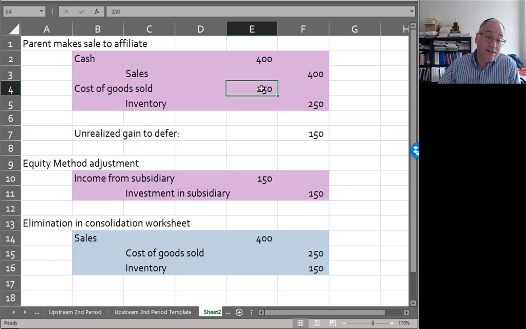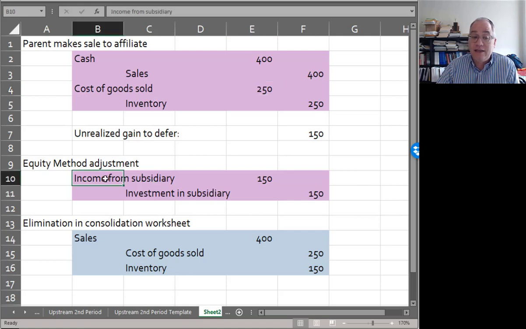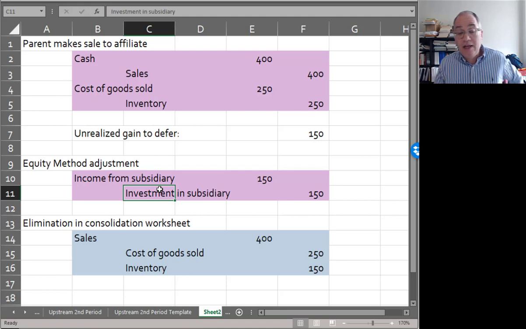So there's two pieces of this. The parent is going to need to eliminate this on its books. It's going to need to remove this gain. And again, the parent is not going to debit sales, credit cost of goods sold, and credit the investment account. They're actually going to debit income from subsidiary and credit investment in subsidiary. This way, the gain is stored away on the books with a subsidiary, where the gain is sitting on the subsidiary's books.